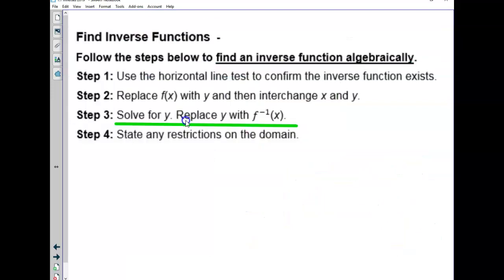So here are the steps to finding that algebraically. Use the horizontal line test to confirm the inverse function exists. If it does, you replace f of x with y, and then you interchange the x and the y. So you switch x's and y's, and then you solve for y again, and replace it now with the inverse function notation, and state any restrictions on the domain.